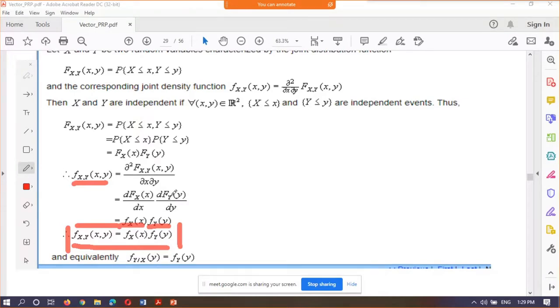So these results are true only in the case when x and y are independent random variables. Now another case is the conditional distribution: if the conditional distribution of y given x equal to small x is equal to the distribution of y, then we say that x and y are again independent, because x is not affecting the probability of y.